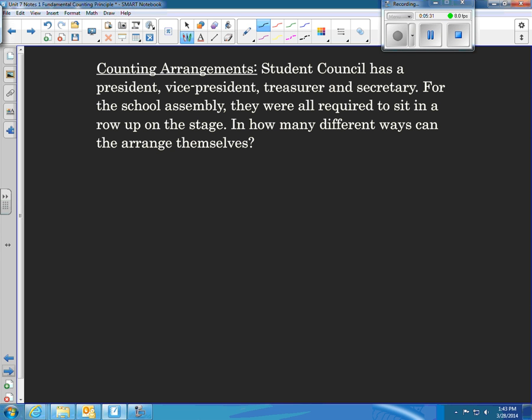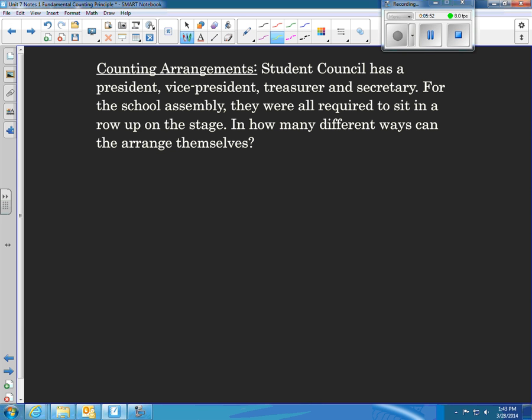Okay, so let's look at an example with some counting arrangements. It's going to be a little bit different than our last ones. Student council has a president, a vice president, a treasurer, and a secretary. For the school assembly, they were all required to sit in a row upon a stage. In how many different ways can they arrange themselves?